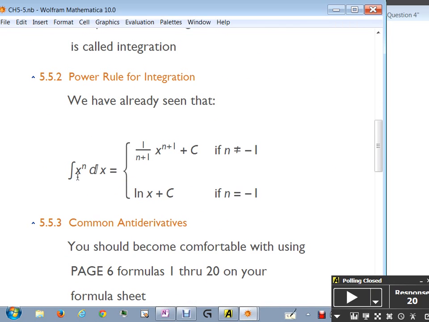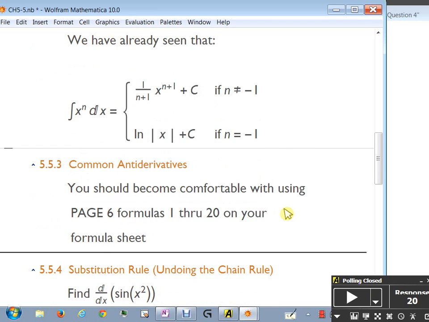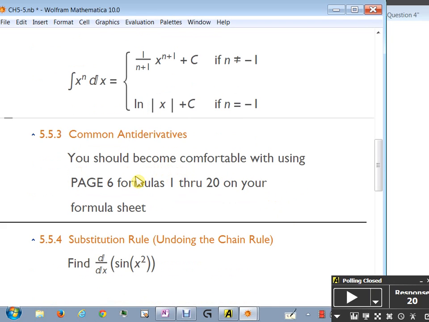Here's the rule that we've seen, right? That's that power rule. Remember that? We had the one exception if n was -1, and then I had said absolute value here, right? In fact, I think I'll throw that in there. We talked about the common things that you should know. Using page 6 of the formulas that you can print out for this class, formulas 1 through 20, you should know those so that when they do pop up, you're like, yeah, I recognize that. That came off my formula sheet.